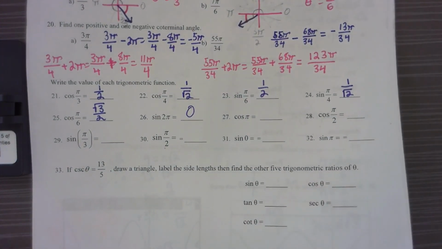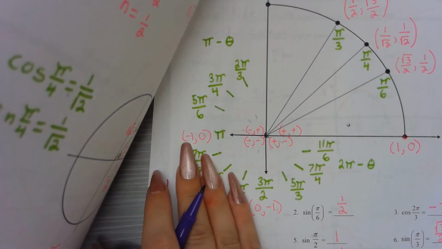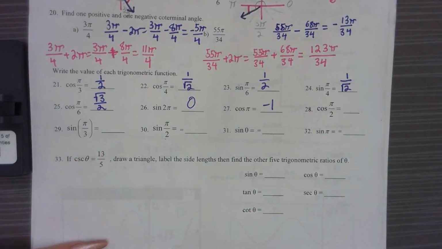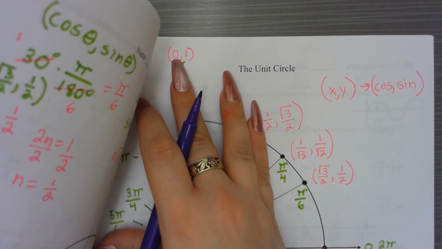The cosine of pi, so that's taking us just halfway around the circle to here. Cosine is the x value, so it's going to be negative 1. The cosine of pi over 2, it's talking about that top piece, and the cosine there is 0.